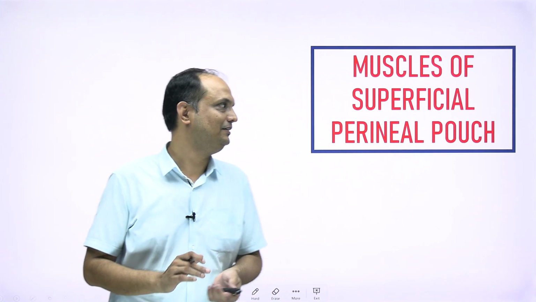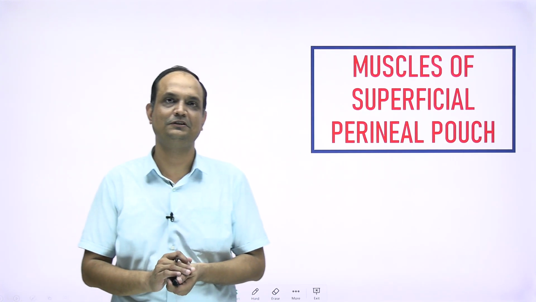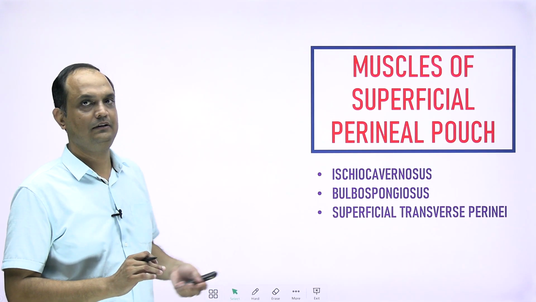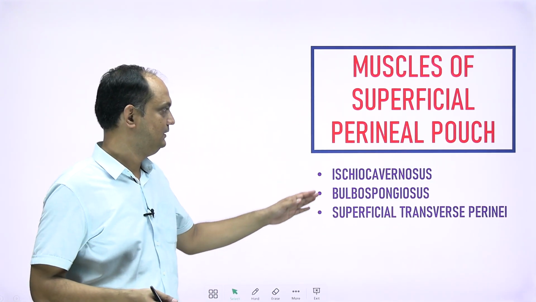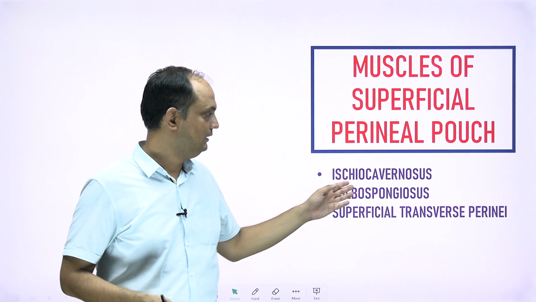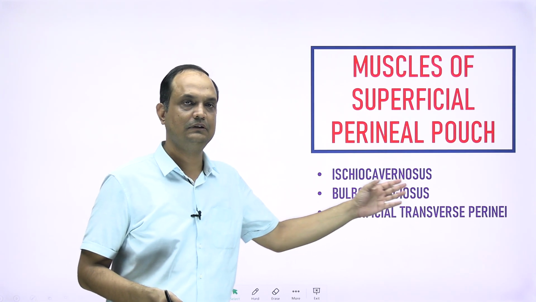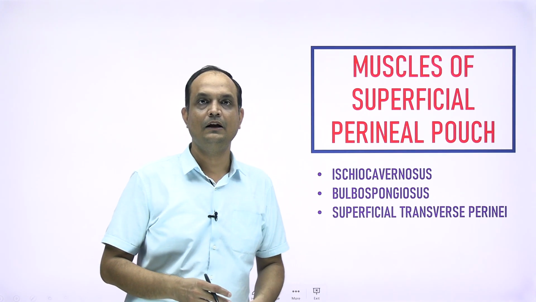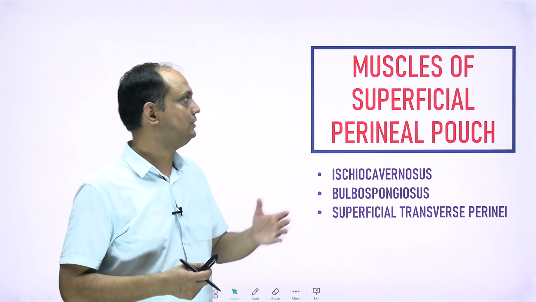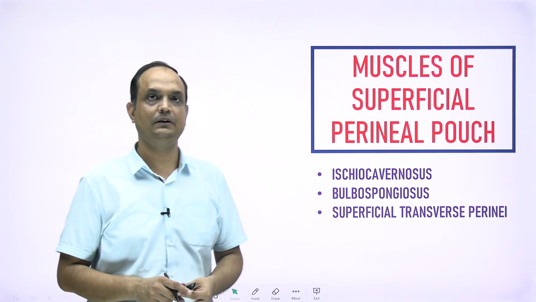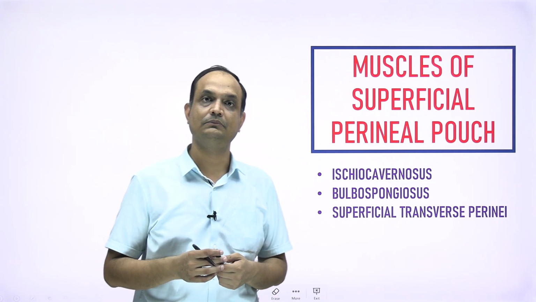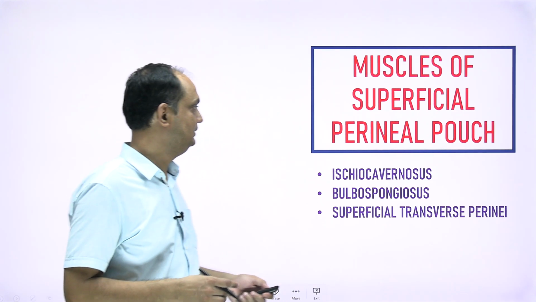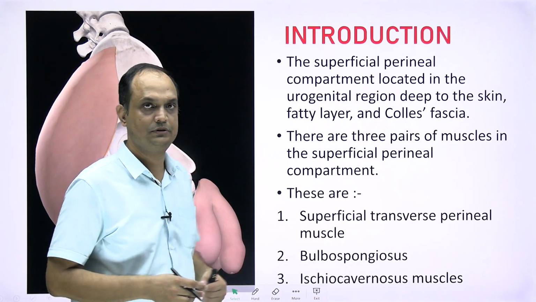Hello students, today we will discuss the muscles of the superficial perineal pouch. In this heading you will have three names: ischiocavernosus, bulbospongiosus and superficial transverse perineal muscle. Whenever you are reading this topic, muscles of the superficial perineal pouch, or you have the question in an exam, you have to mention these three names. So let's discuss the muscles of the superficial pouch.